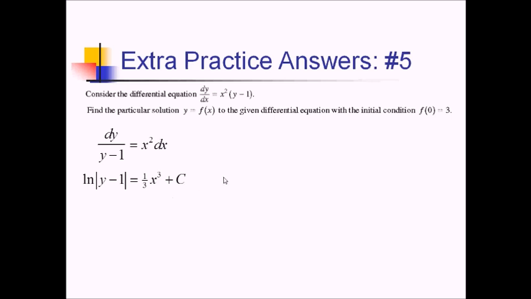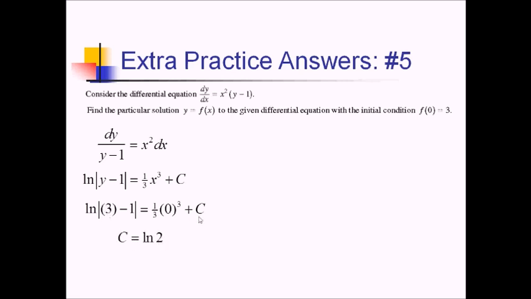And now it's time for my initial condition to be plugged in so I can find that c value. So on the left, I've got ln of absolute value y minus 1. Let's see, y is 3, so that's going to be 3 minus 1 over there. And then on the right side, we have 1/3 times 0 cubed plus c. Well, that zeroes out that term on the right side, so I just have c. On the left side, I just have ln of 2, so then c must have a value of ln of 2.